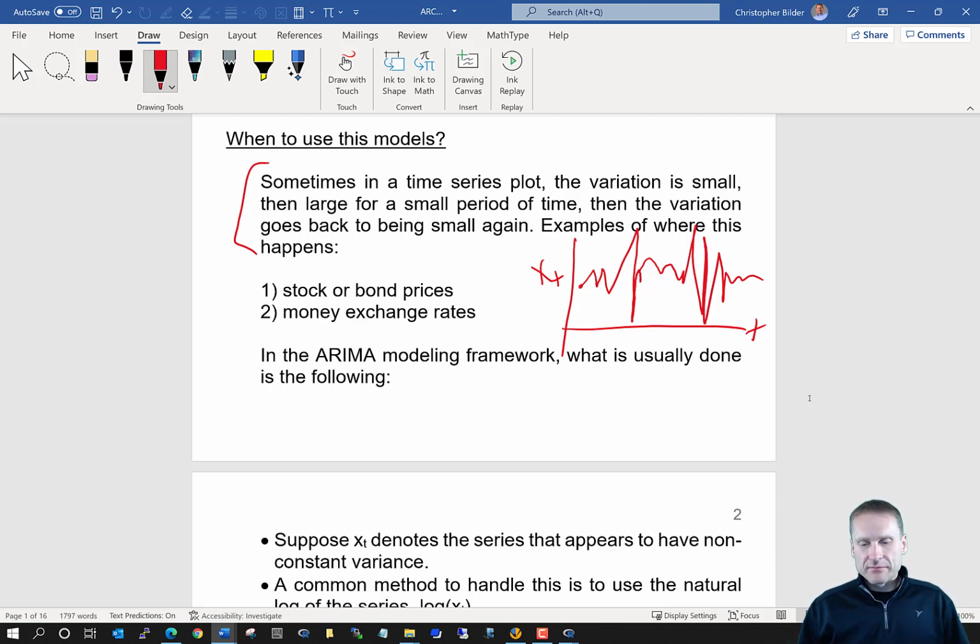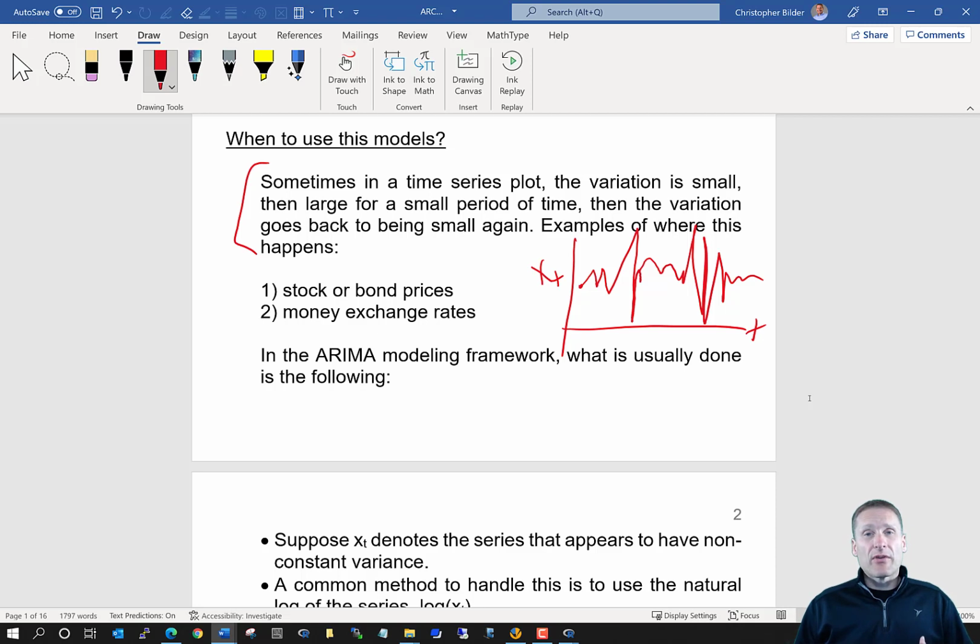Examples of where this happens are in various financial data, such as stock prices, bond prices, and money exchange rates. And you can think about, well, why does that happen? Or maybe a better way to put this is, when have you actually seen this happen? If anybody pays attention to stock market indexes, we know that at times, maybe once a year, maybe once every few years, there's a lot of fluctuation in the stock market in terms of prices, the index values, and so on.